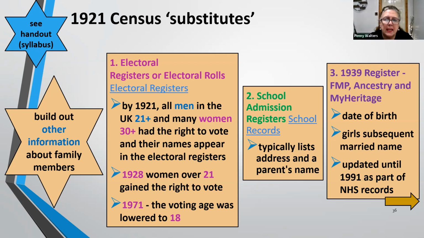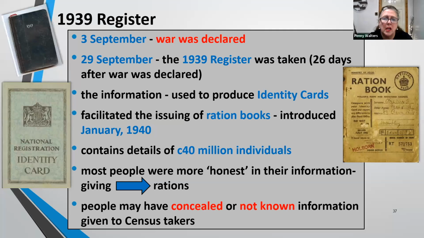And rather intriguingly, which is a whole other webinar if you wanted to invite me back, the 1939 register. In the 1939 register, you were asked for your date of birth. An even more exciting layer of information: the date of birth was scribbled out over every little girl in the 1939 register. Those who got married have a new surname on the top, added when they got married. And this was updated until 1991 as part of the National Health Service.